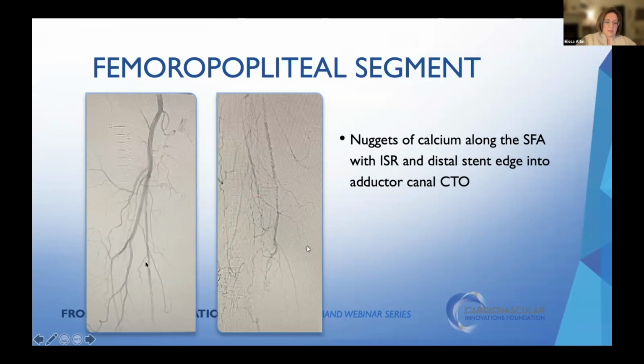And here's a good example of these nuggets of calcium all the way down the SFA into the areas of CTO. So proximal to the stent, he had a short segment CTO. You can see that this stent has become even more curvy, speaking to the interesting anatomy and torsion that the SFA faces, and sometimes why stenting can fail in these areas. And then distal to the stent, in the area that he had previously had the drug-eluting balloon in 2017, had developed a longer CTO that reconstituted just at the adductor canal.